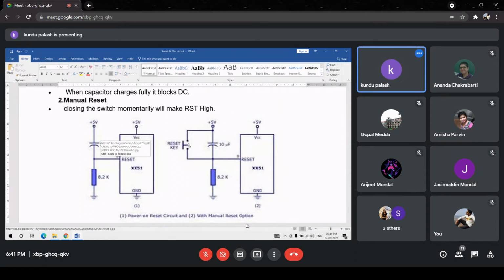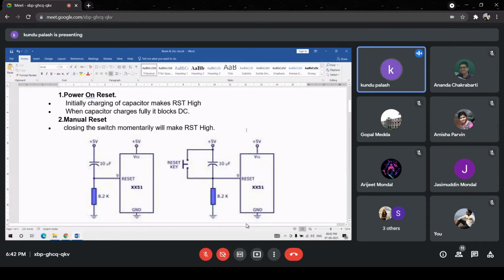Then the push button should not be pressed permanently, but there must be a make and break action. So the push button should be temporarily pressed and then released, which in effect again produces the reset pulse upon pressing this push button. So this type of resetting action is called the manual reset.